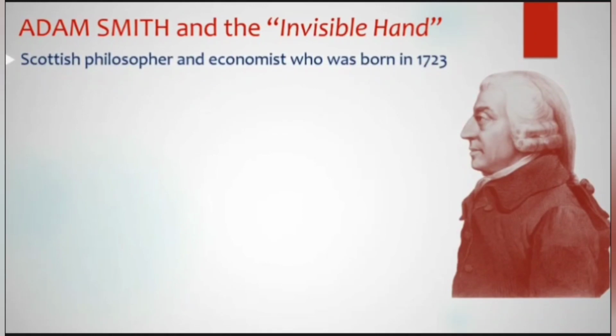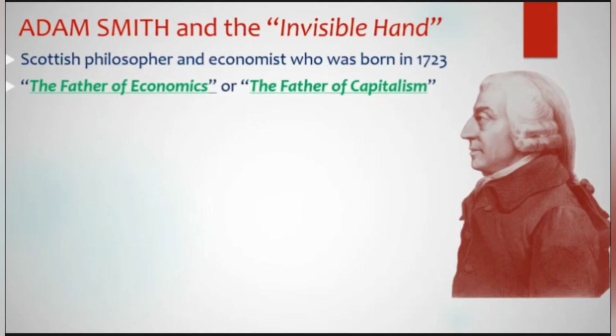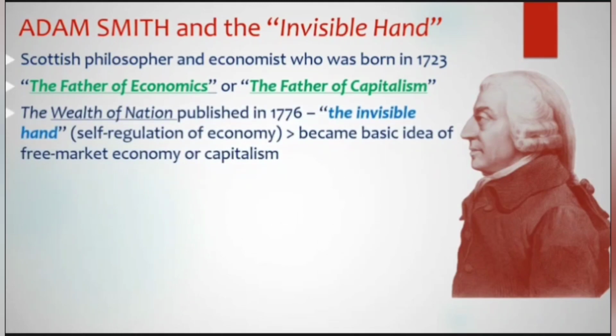Adam Smith, a Scottish philosopher and economist, was born in 1723. He is considered the father of economics or the father of capitalism. In his book, The Wealth of Nations, published in 1776, he called this mechanism of self-regulation of economy as the invisible hand, which became the basic idea of free market economy or capitalism.